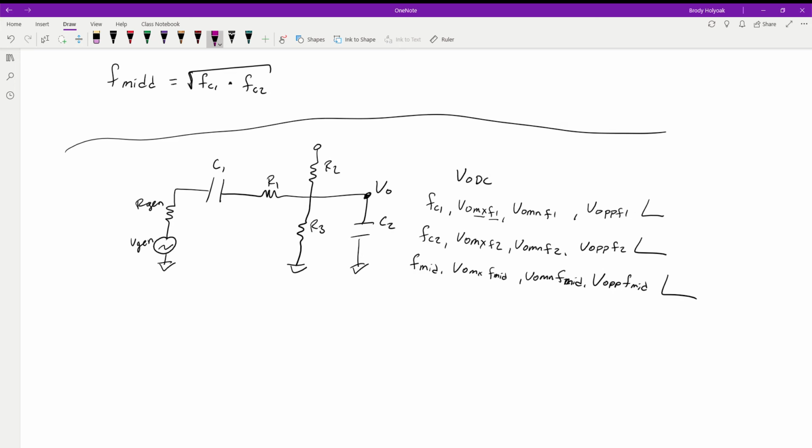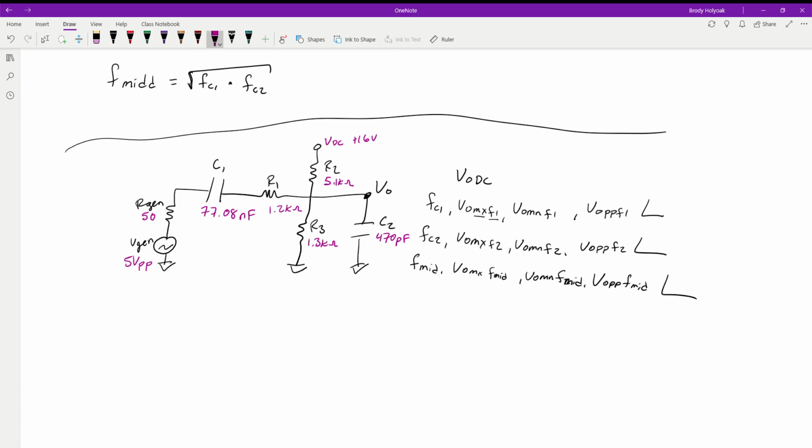Okay, so let's plug in the values that we have, and then let's get to solving it. So we have capacitor 1 is 77.08 nanofarads. Resistor 1 is 1.2 kiloohms. Resistor 2 is 5.1 kiloohms. Resistor 3 is 1.3 kiloohms. And capacitor 2 is 470 picofarads. Our VDC is a positive 16 volts. Good heavens, I can't draw. Plus 16 volts. Our RGen is 50 ohms. And our VGen is 5 volts peak to peak.